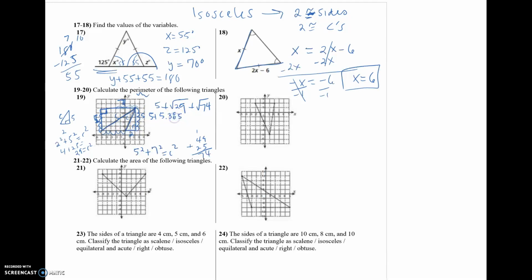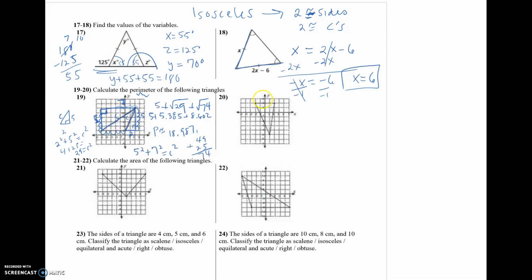5.385, and then I'm going to add that to the square root of 74, which is approximately 8.602. All right, so when I add those three numbers together, 8.602 plus the square root of 29 plus 5, I should get the perimeter is approximately 18.987. All right, moving along to number 20.